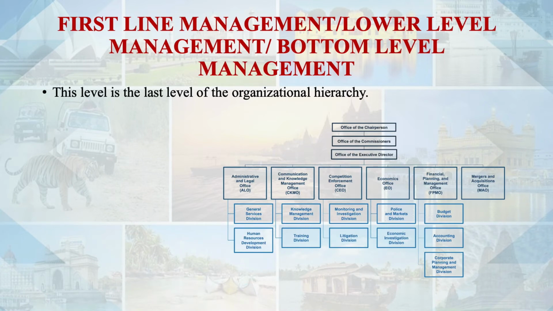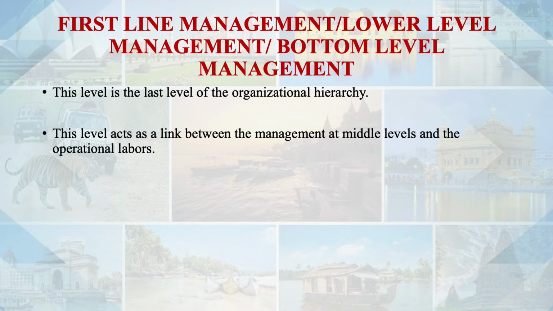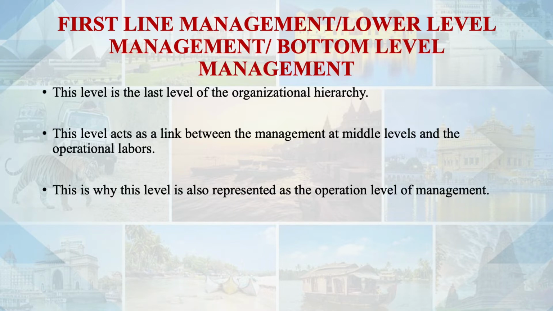Now comes our main topic, that is first line management. This level of management is also known as lower level management or bottom level management. This level is the last level of the organizational hierarchy. This level acts as a link between the management at middle levels and the operational labor. This is why this level is also represented as the operation level of management.